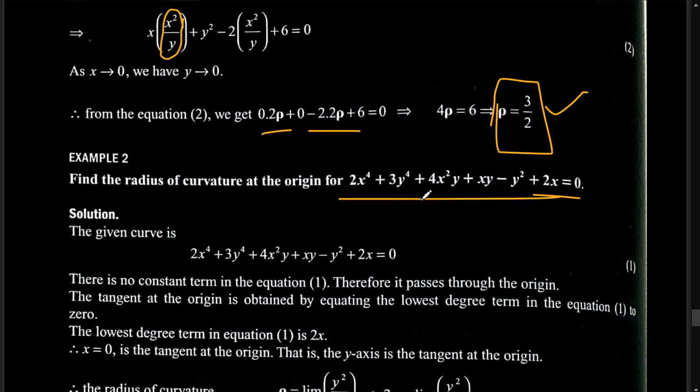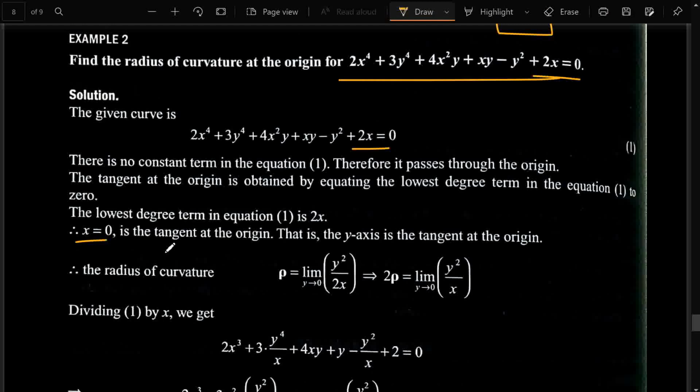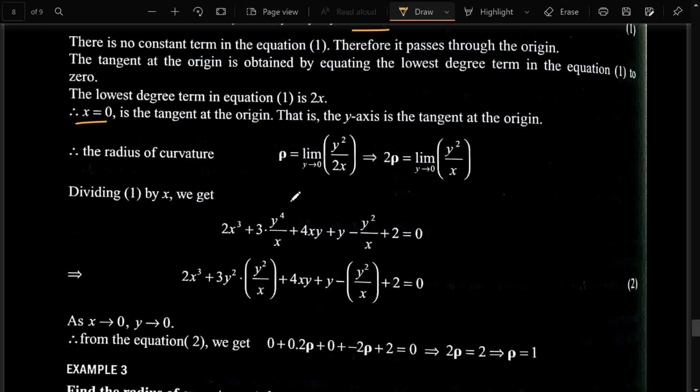So again we have to do the similar things. Equate the lowest degree term to 0. If you equate the lowest degree term 2x is equal to 0, then x is equal to 0. That implies that the y-axis is a tangent at the origin. So similarly for that, rho is equal to limit y tends to 0 of y square by 2x, and now the 2 comes to the left side, so 2 rho is equal to limit y tends to 0 of y square by x.